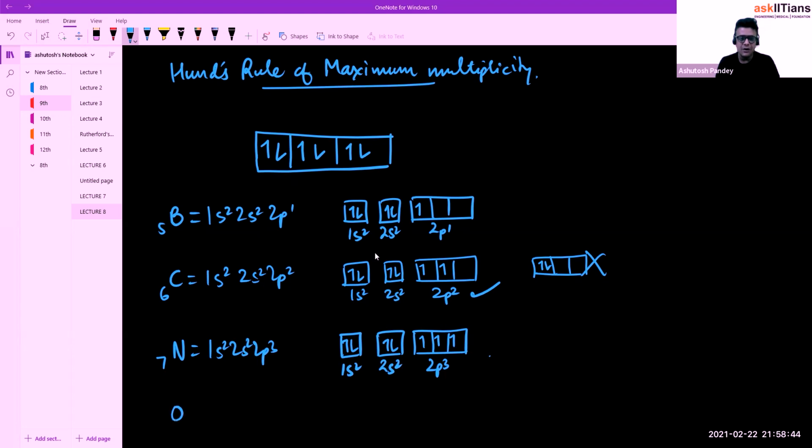Now if we have oxygen, 8 electrons, 1s2, 2s2, 2p4, then one electron is going to form a pair like this. So we write it like this: we have 4 electrons, then the 5th electron, then 6th, 7th, and then the 8th. The 8th electron is going to come in the first orbital of 2p. Clear? This is how we are going to do the electronic configuration of various elements.